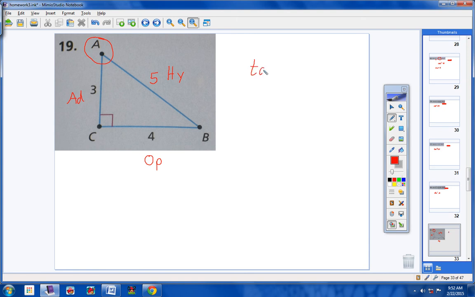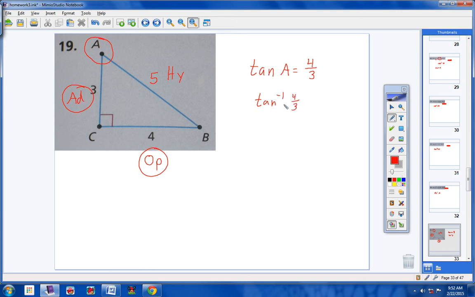So tangent of what angle? What angle did I circle? A. So what angle am I looking for? A. Tangent of angle A equals what? What is the ratio for tangent? Opposite over adjacent. So 4 over 3. Now with my calculator, I'm looking for an angle, correct? So I'm going to type in inverse tangent of 4/3.